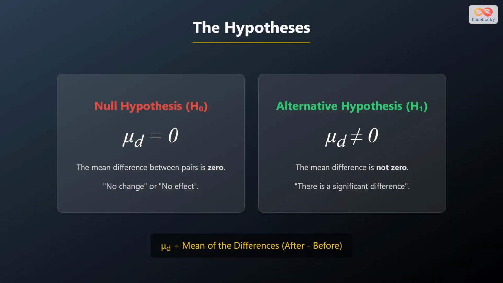Every statistical test starts with hypotheses. For a paired t-test, our null hypothesis, denoted as H0, states that the mean difference between the pairs is 0. This means there is no change or no effect. The alternative hypothesis, H1, states that the mean difference is not 0, implying that a significant change or difference actually exists.